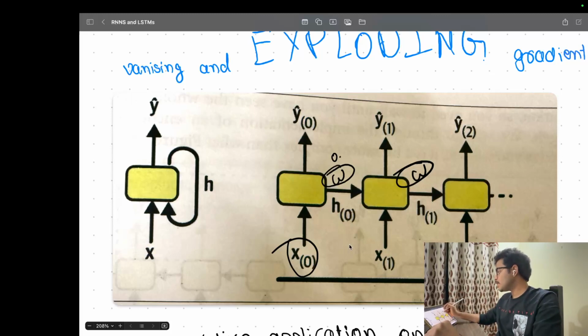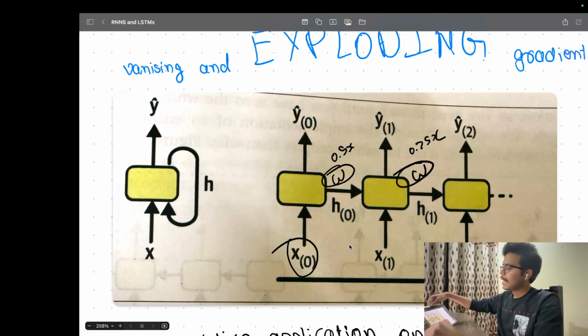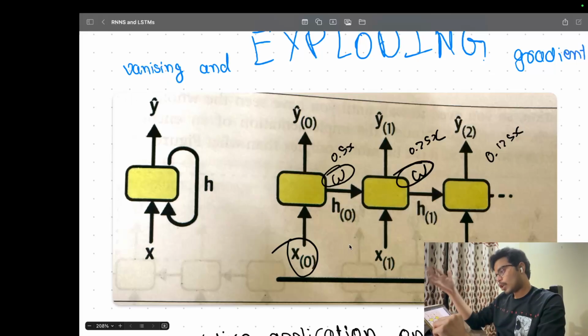When it goes here, it becomes 0.25x. The next, it becomes 0.125x, and so on. As you go further back in time, there is much more diminishing happening. The converse is true. The magnification may be happening at an exponential scale. That is a very costly problem. We cannot build a deep neural network out of this.